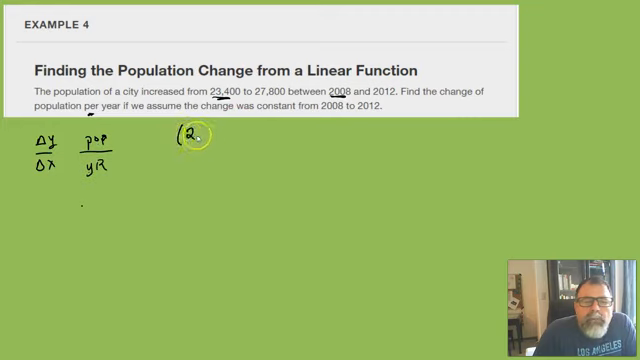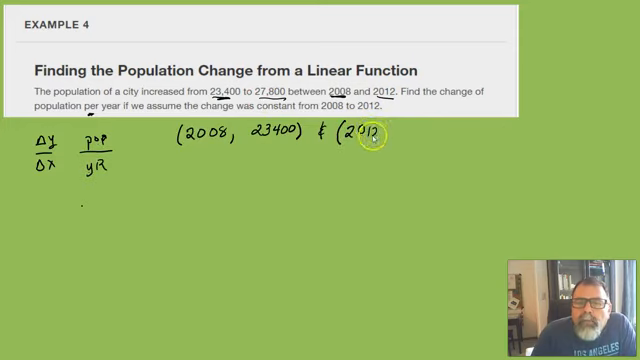So in the year 2008, there was 23,400. I'm not going to put the comma there just so I don't confuse myself. So x is 2008, y is 23,400, and then point 2 would be the next data point. 2012 is the year. Remember, x is year, y is population. And the population in 2012 was 27,800.